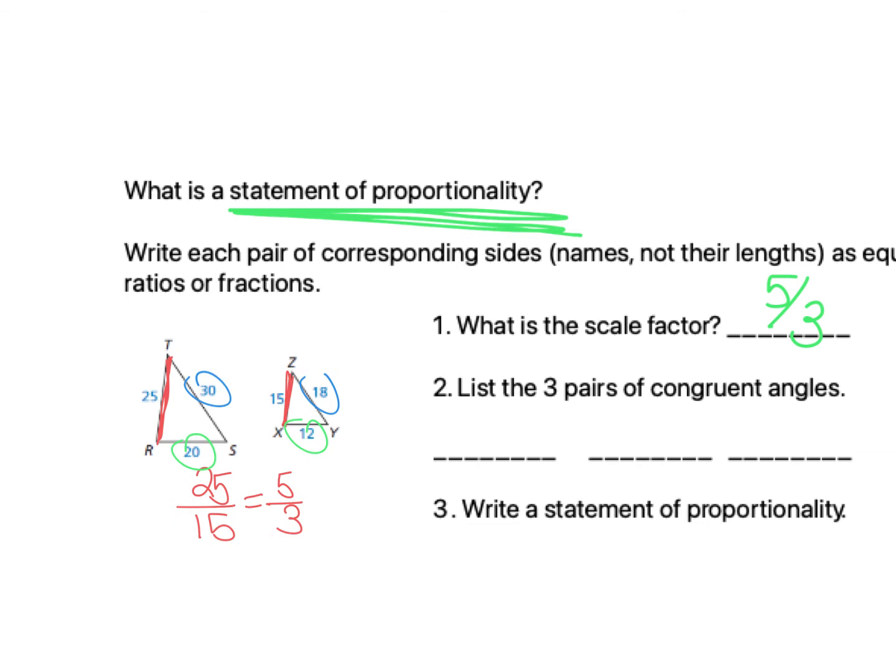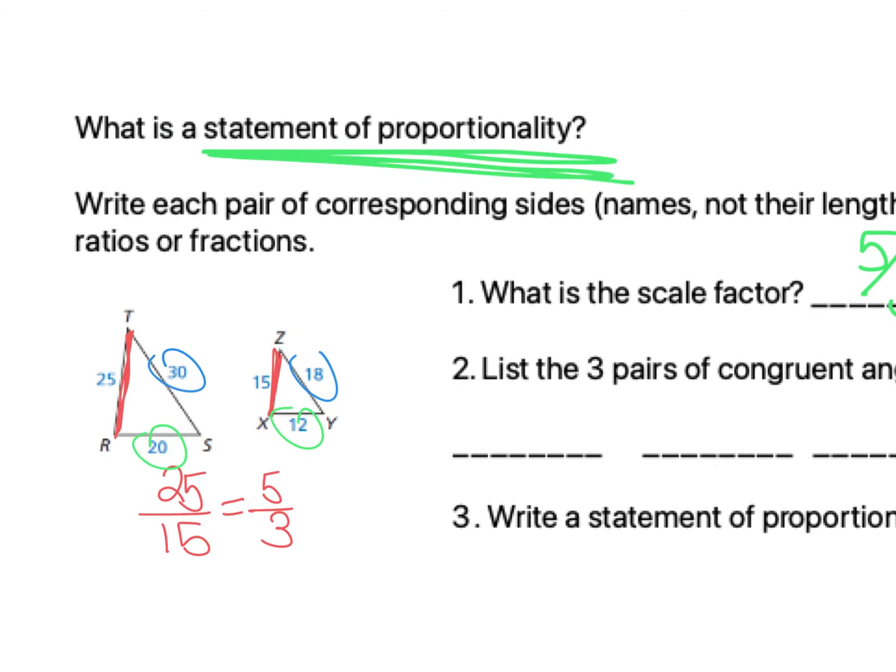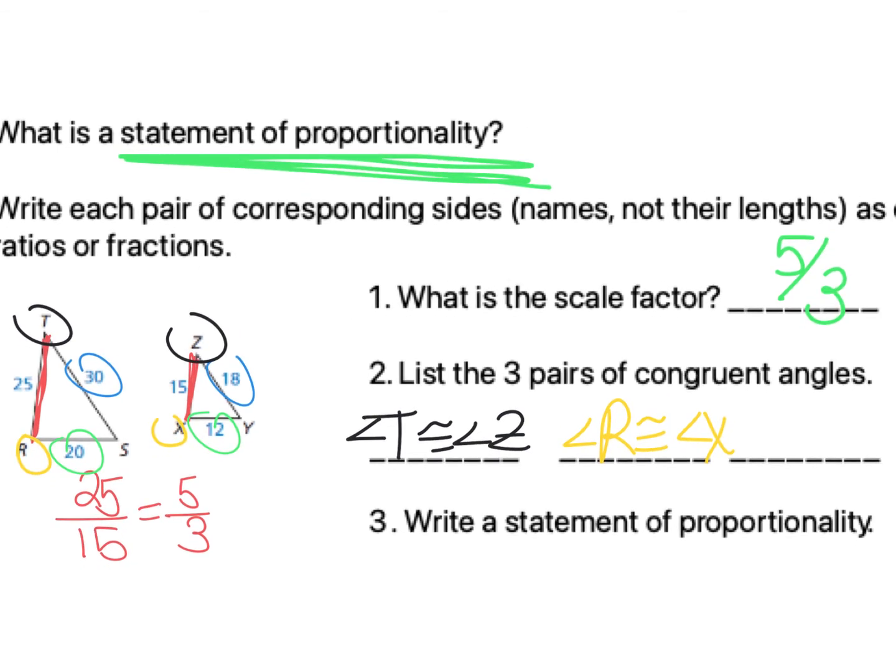And then what we just want to realize is that the corresponding angles are congruent, so the pairs of corresponding angles from one triangle to the other are going to be congruent. So we could say that angle T is congruent to angle Z. Those two correspond to each other. We could also say angle R is congruent to angle X, because they correspond, and then S and Y. So we could say angle S is congruent to angle Y.